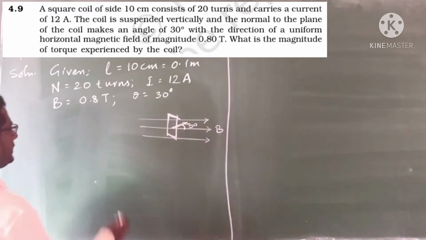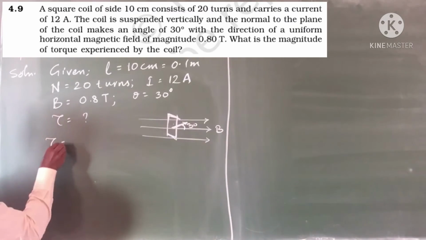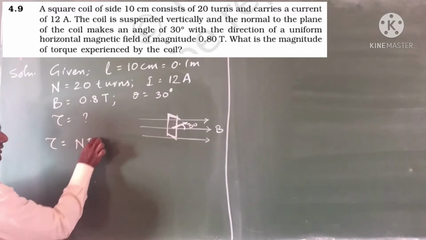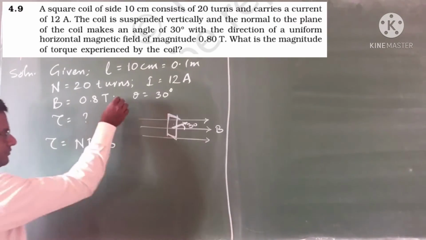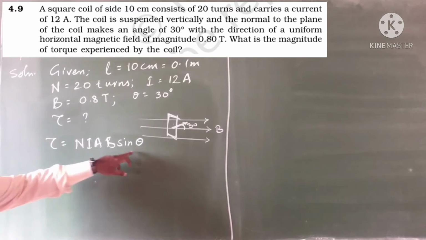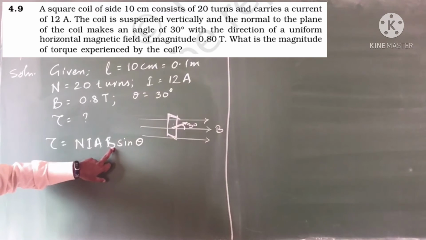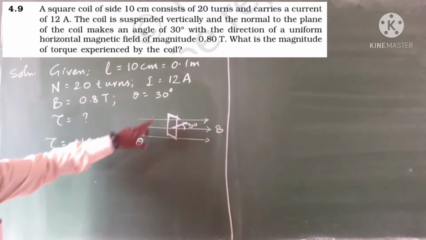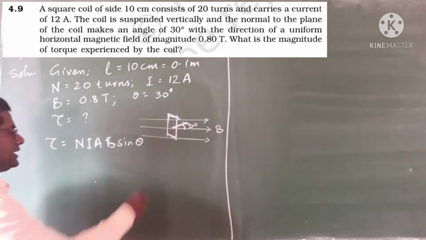What we need to calculate is the torque, tau. The equation for torque is tau equals NIAB, followed by the sine of the angle if there is an angle. Out of these quantities, N is available, I, the current, is available, B, the magnetic field, is available, and theta is also available. The missing term here is the area, so I can directly calculate it.